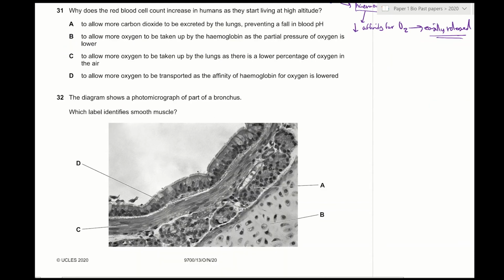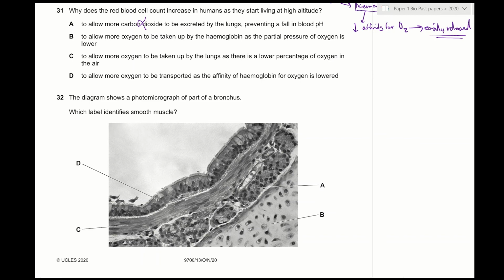31. Why does the red blood cell count increase in humans as they start living at high altitude? A. To allow more carbon dioxide to be excreted by the lungs, preventing a fall in the blood pH. First of all, high or low altitude has nothing to do with the carbon dioxide concentration. It is not altered whether the person is at high or low altitude.